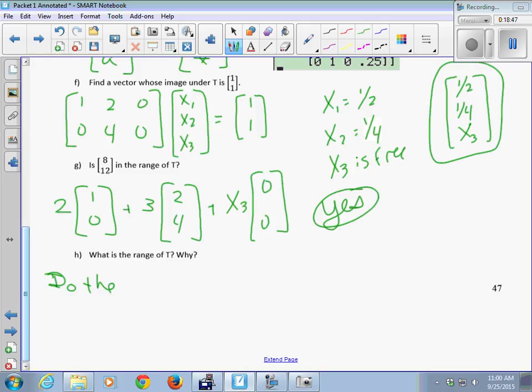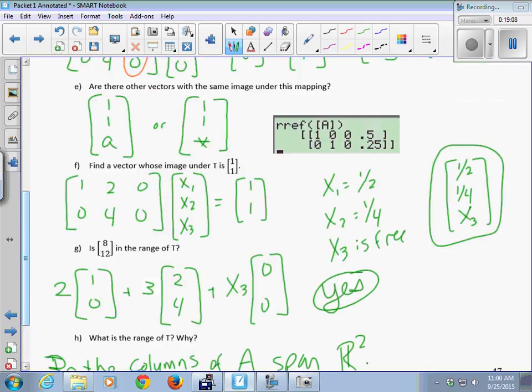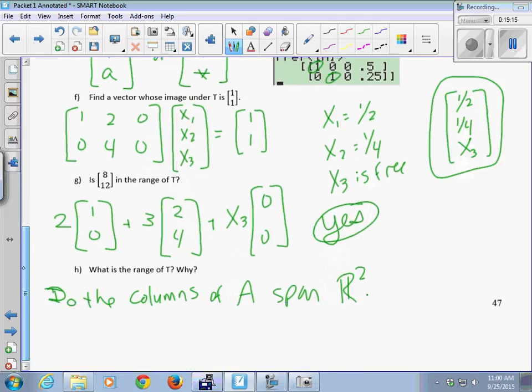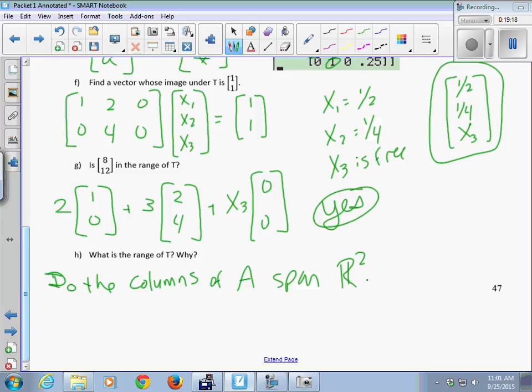So this is all an alternative way of asking: do the columns of A span R2, right? And so what do you have to look for to see if the columns span a space? A pivot in every row. And I've already done the row reducing, I did it up here. I have a pivot in row 1 and a pivot in row 2, pivot in every row. So the answer is it spans R2, which means that the range of T is all of R2. I can get everything in R2 as an output.